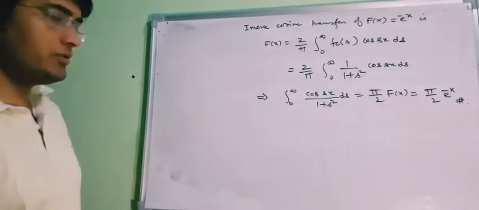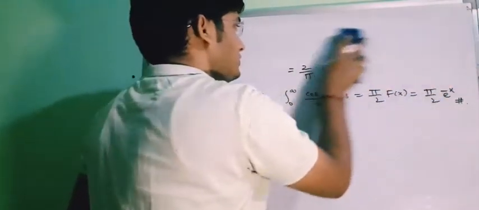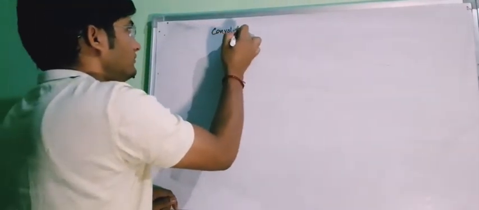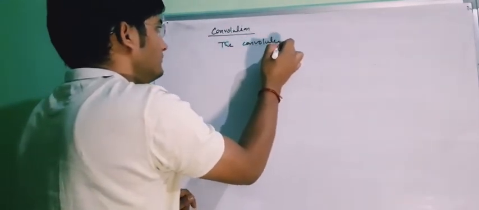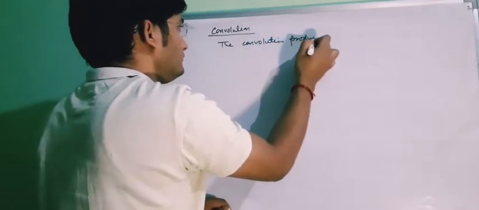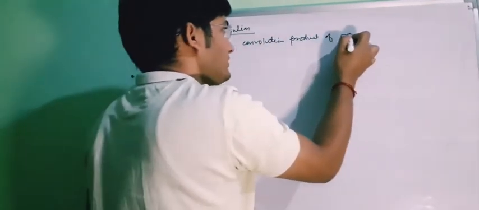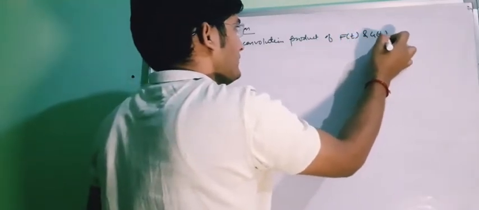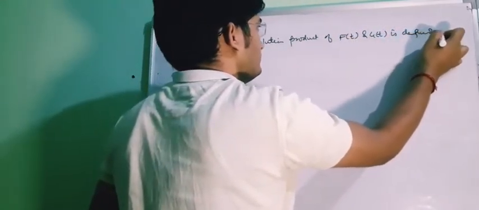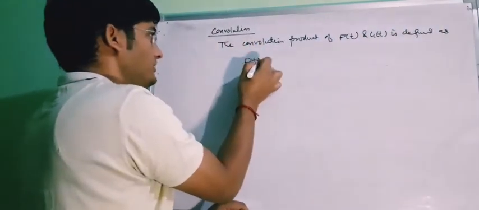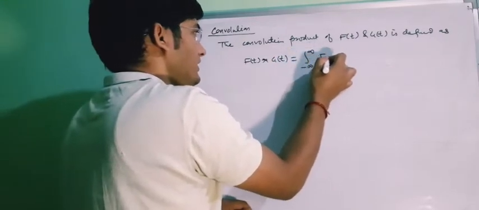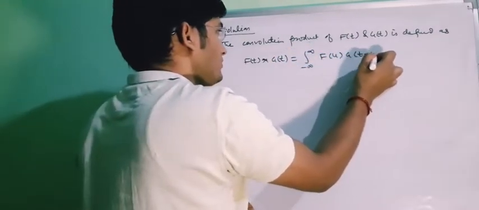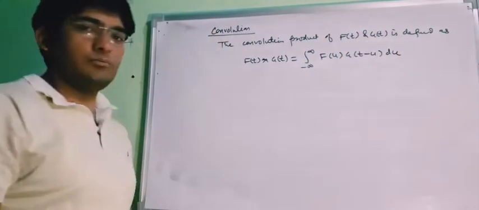Now let us prove the convolution theorem. So convolution: the convolution product of two functions f(t) and g(t) is defined as the integral from minus infinity to infinity of f(u) g(t minus u) du. This is your convolution product.